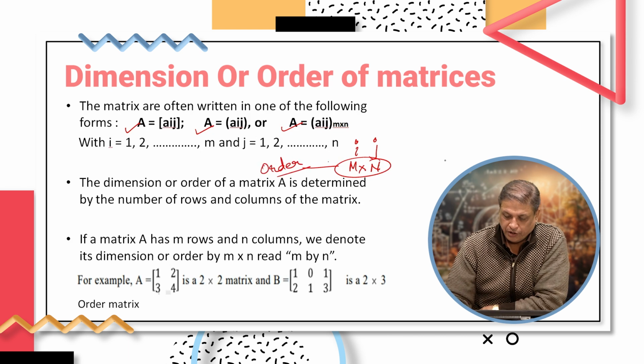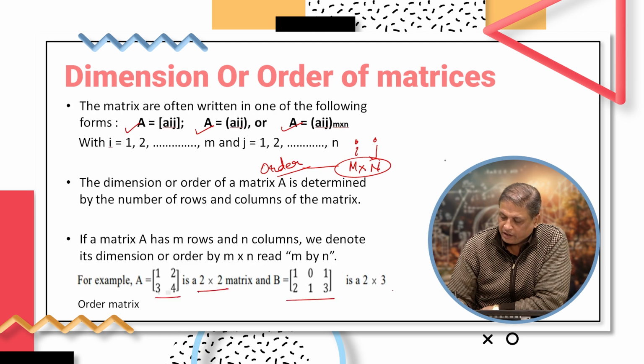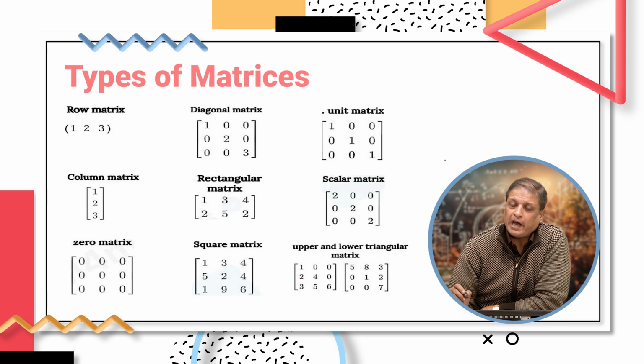So, if I want to say that this matrix is of order 2 cross 2, and this matrix is of order 2 cross 3, because there are 2 rows and 3 columns. So, this is of order 2 cross 3. Now we are having different types of matrix.